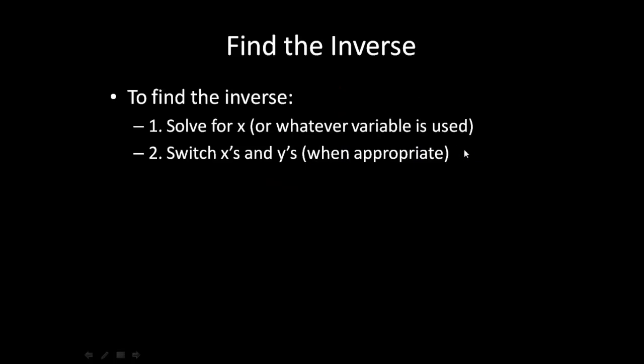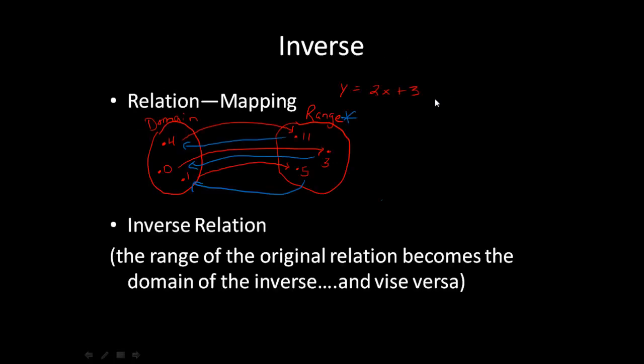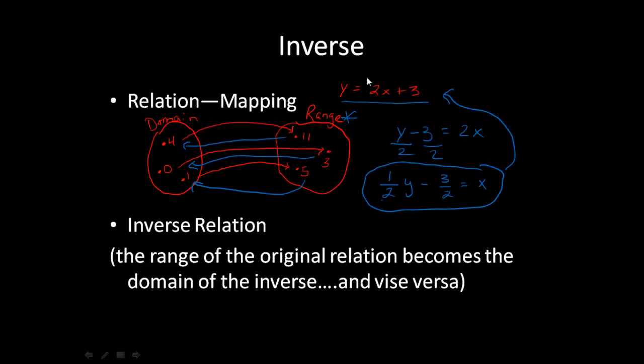Now in order to find your inverse, there's 2 things we have to do. First thing is we need to solve it for x, or whatever variable might be used for that particular problem. And then the second thing we need to do is switch our x and y's if it's appropriate. So if I come back to this example here, the first thing I need to do is solve for x. Well, in order to solve this equation for x, I'm going to have to subtract 3. So I would have y minus 3. Then divide by 2. So I need to divide this entire equation by 2. And I end up with 1/2 y minus 3/2 is equal to x. Now this right here is the inverse of that equation.